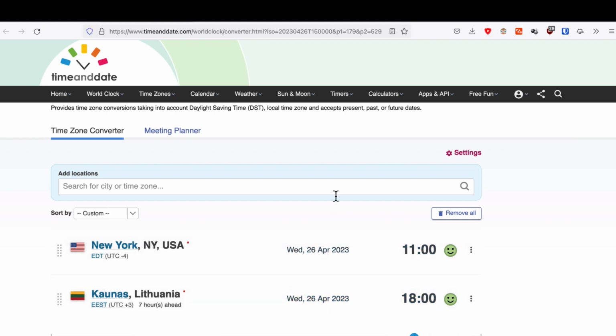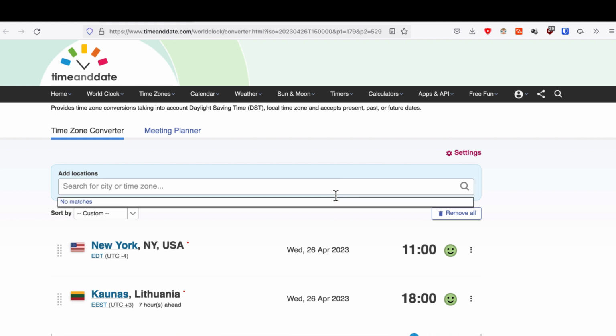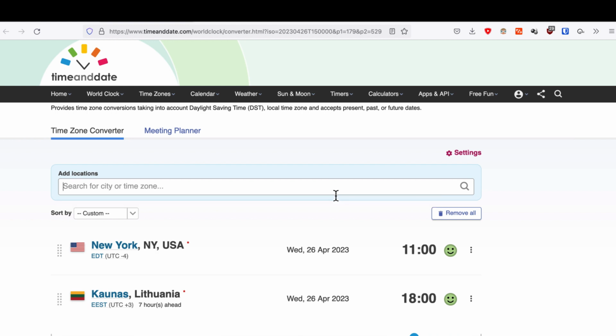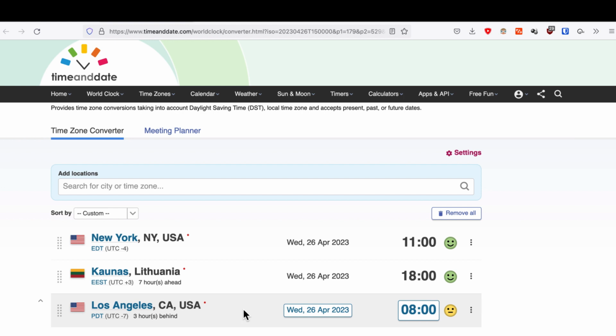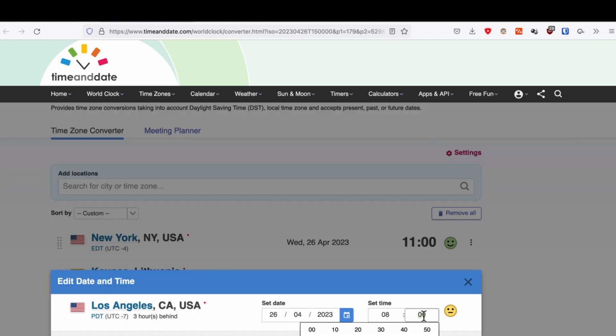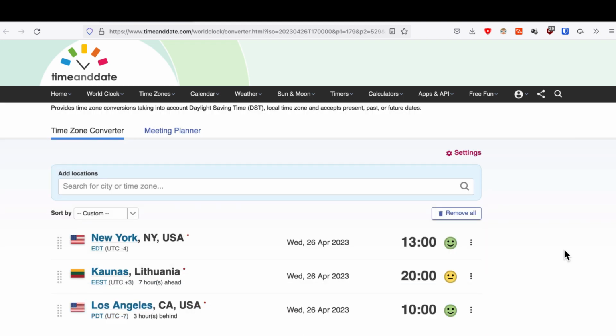But since in America there are multiple time zones, we need to consider that in Los Angeles, on the west side of the US, it is much earlier, and this time is not very good for them. So let's look at what time we have in Los Angeles. It's 8 in the morning, so it's not really good. We can try to aim for 10 in the morning there, but then it's 1 p.m. in New York, which is a bit too late.